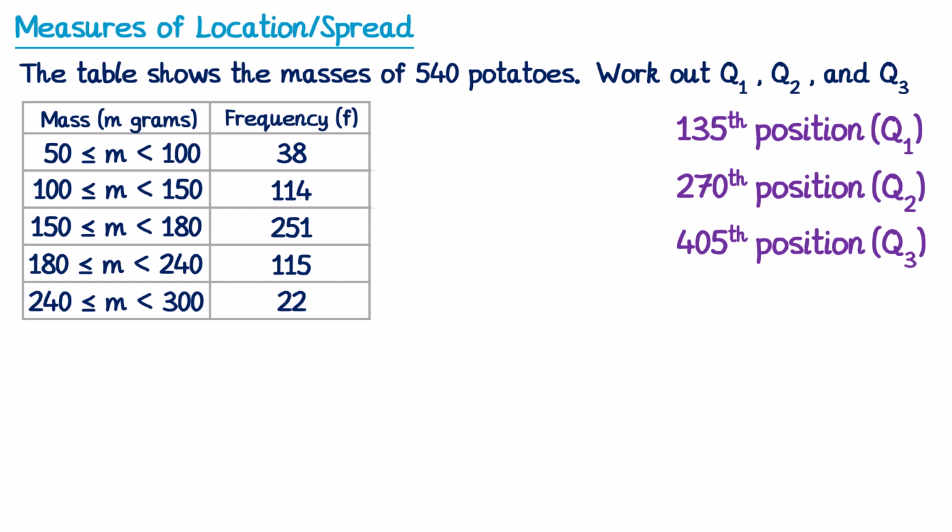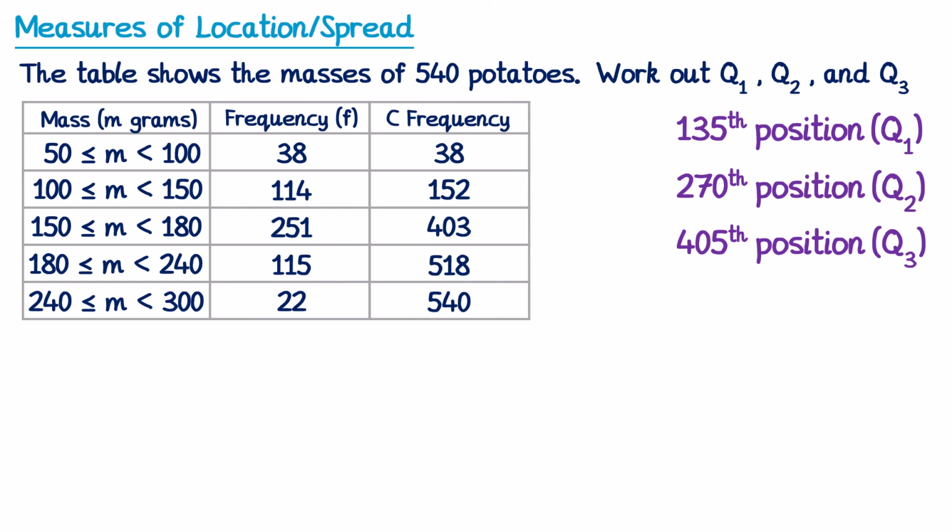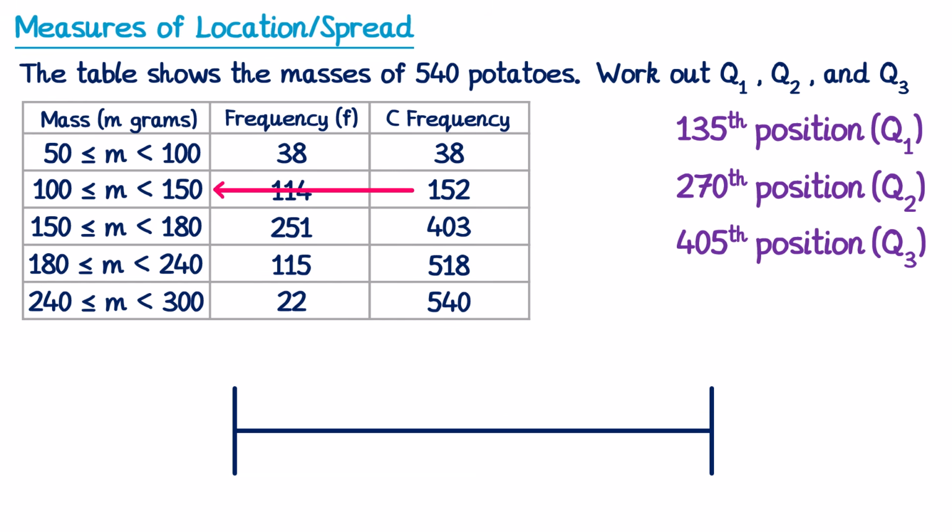To do this, we need to add a cumulative frequency column. Then we look down this column until we find the 135th value. So we can see that this one will be in the second group here, the interval between 100 and 150 grams. So let's draw out that interval, between 100 and 150 grams. Now we need to mark on the frequencies on the top. This interval starts at the 38th item, and it finishes at the 152nd. We're looking for the one in the 135th position, which will be quite close to the right-hand side.